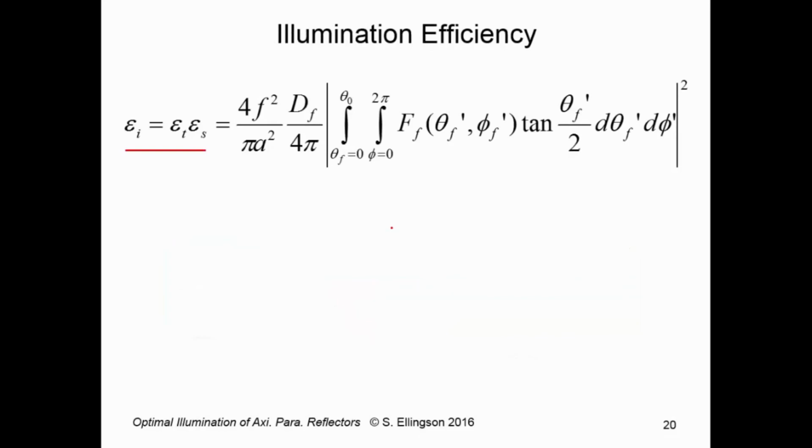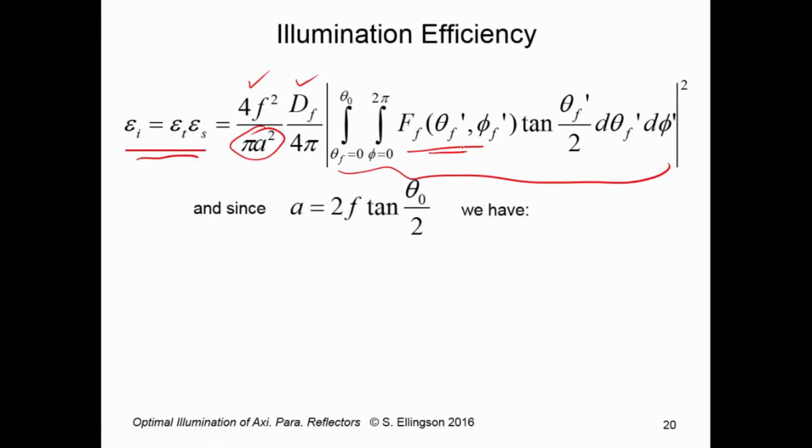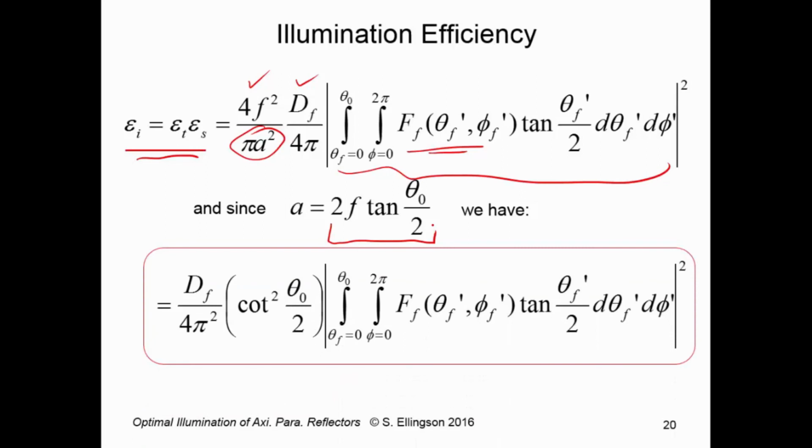The illumination efficiency is now the product of those two quantities, the taper efficiency and the spillover efficiency. We multiply those two expressions that we have already developed, and this is the result. 4 focal length squared divided by physical dimensions times directivity of the feed, and then this integral, which is over the normalized feed pattern. Now note that the radius, A, is 2 times focal length times tangent of the angle to the rim divided by 2. So we can rewrite this whole mess in this form. So this is the expression for illumination efficiency that we were seeking.